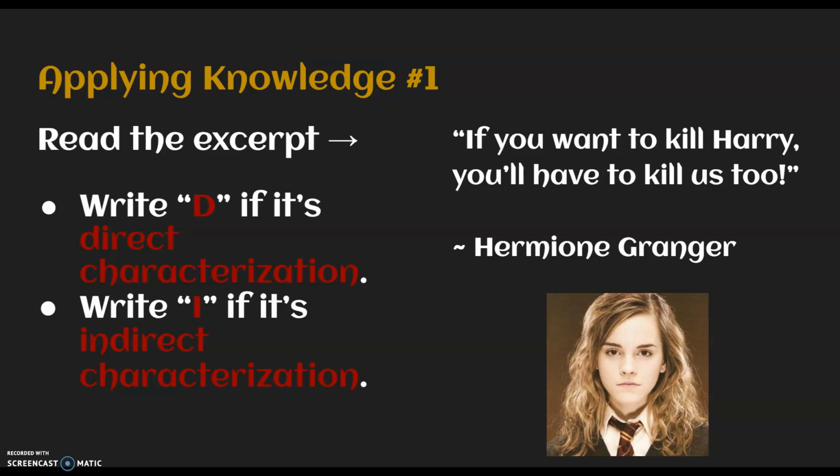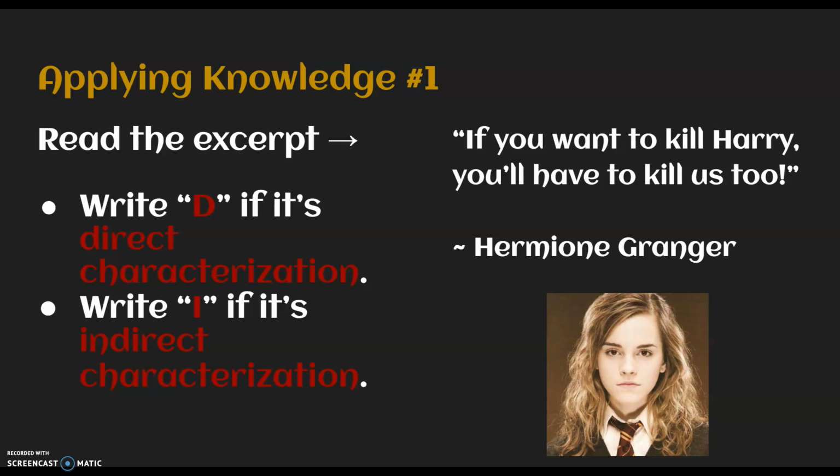Is the author telling us about Hermione Granger, or is the author showing us about Hermione Granger? Think about STEAL. Speech, thoughts, effect on others, actions, looks. Okay. It is indirect characterization. So if you wrote an I on your scrap paper, you are correct.